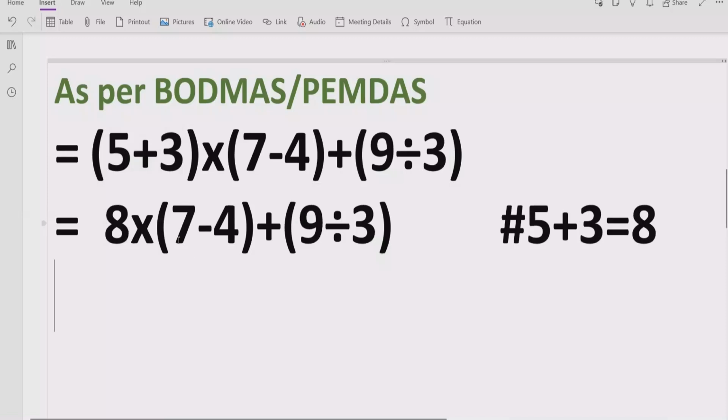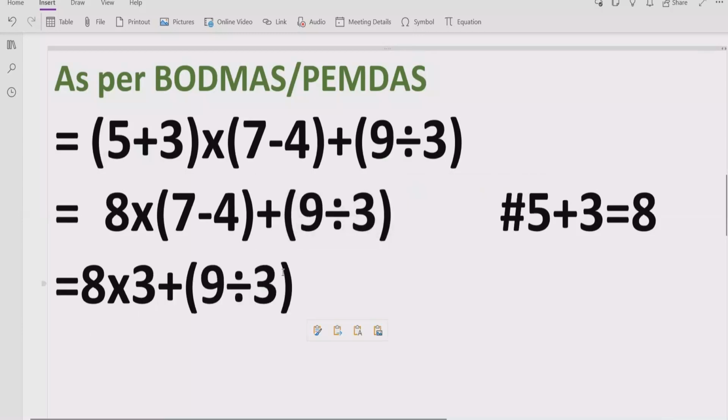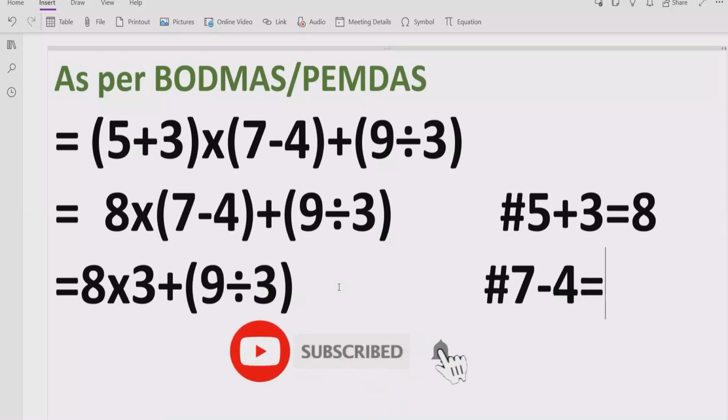And now we have to solve the second bracket. So here we have the second bracket: 8 multiplied by 7 minus 4 equals 3. Then plus 9 divided by 3 we will write as it is. And here we will give the reference: 7 minus 4 equals 3.